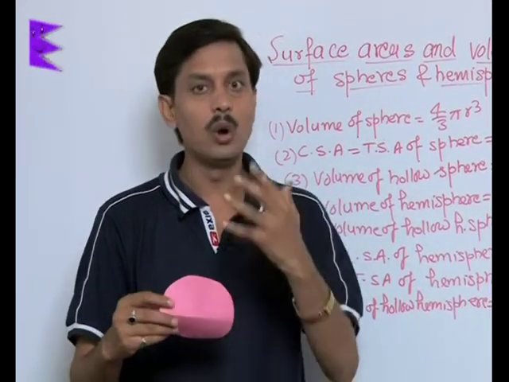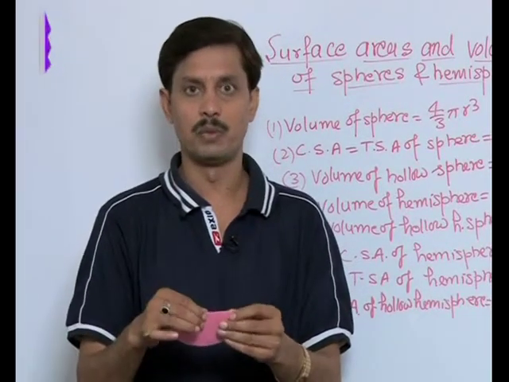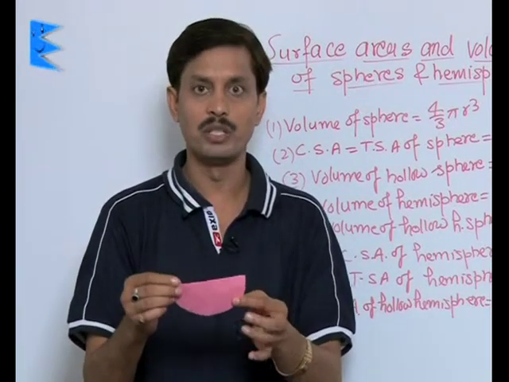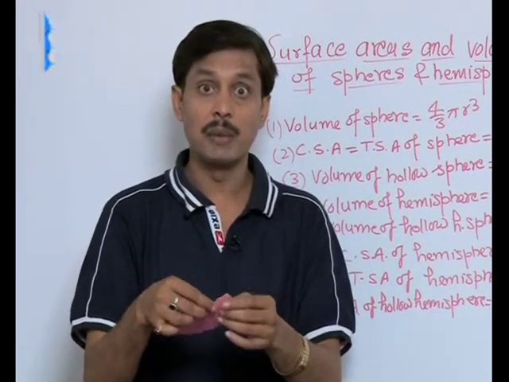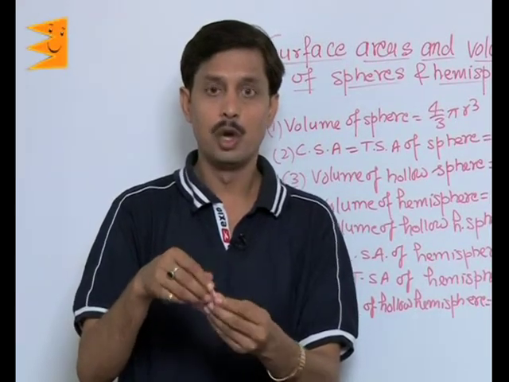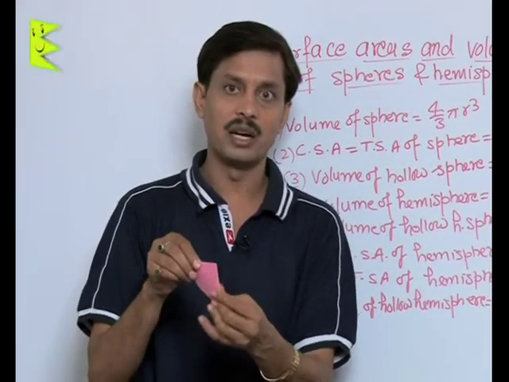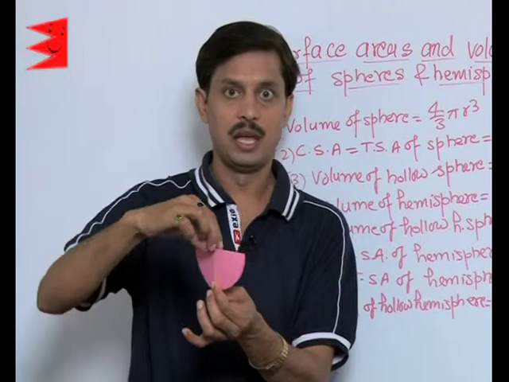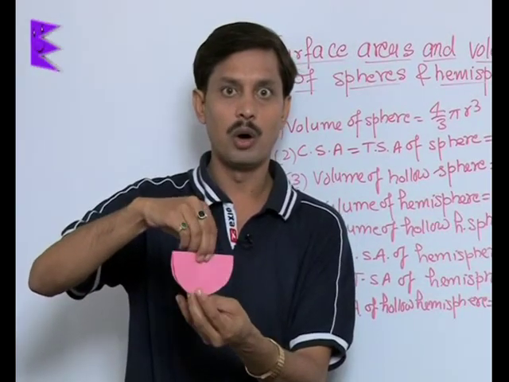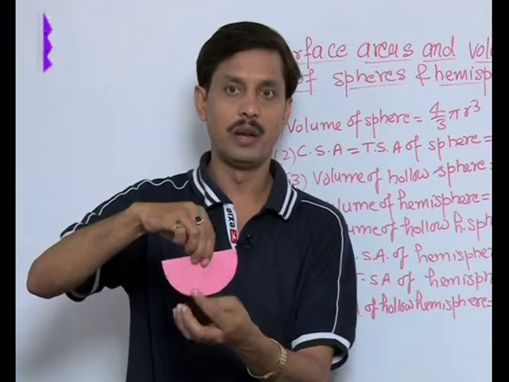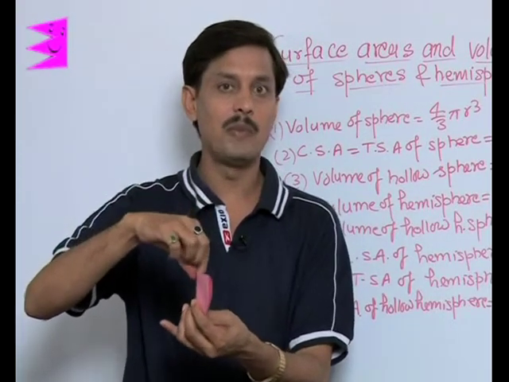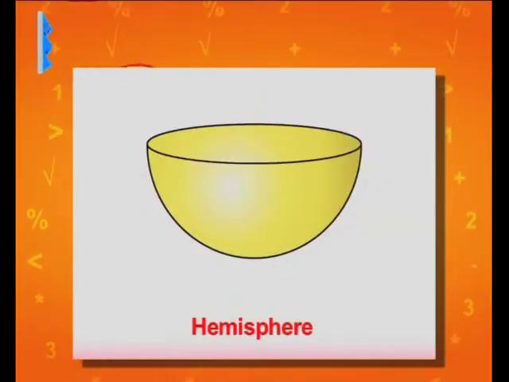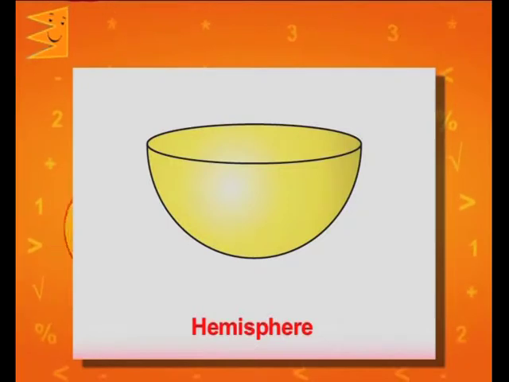Now, if I tell you how a hemisphere forms, if I have a semicircular sheet of paper, and this semicircular sheet is converted like a quadrant, and by keeping one of its radii fixed, it is rolled or rotated like this, then the figure or the amount of space occupied is known as the hemisphere.